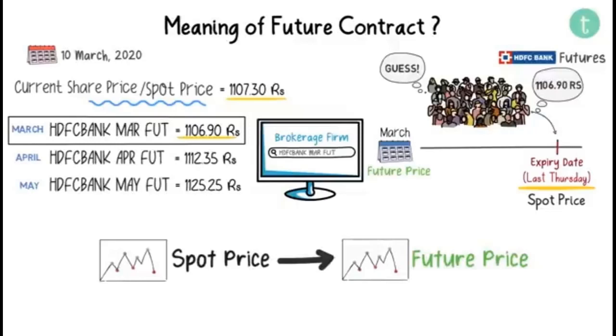Coming to the month of May, the futures contract price is 1,112.35. So it is a bit higher than the spot price. So there is a premium. That indicates that the public is guessing that the price of HDFC Bank will increase. So the premiums or the discounts indicate the market sentiment, what the investors and traders are expecting for the stock.